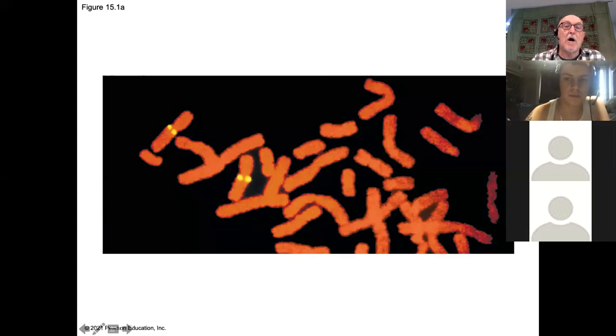But these genes are homologous to these. They are not necessarily identical. They code for the same character, but the trait may be different. If this was eye color, this could be brown, this could be blue, whatever.